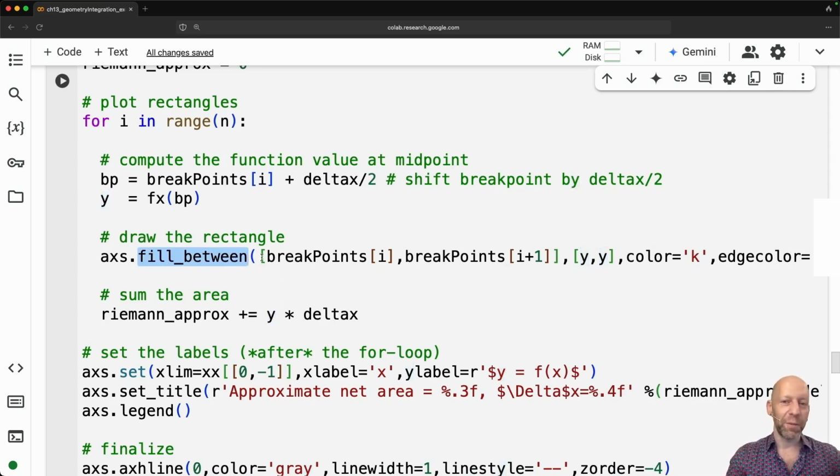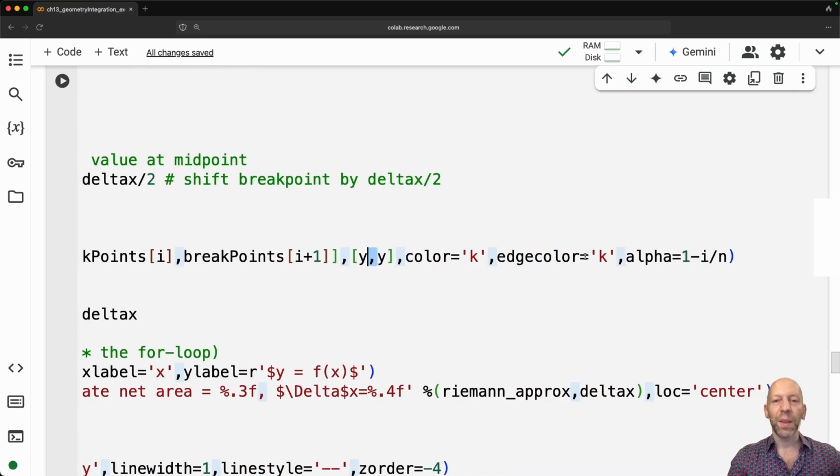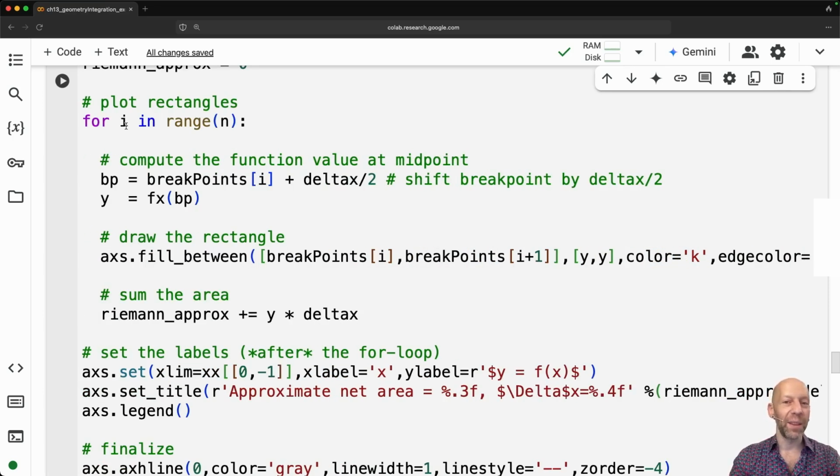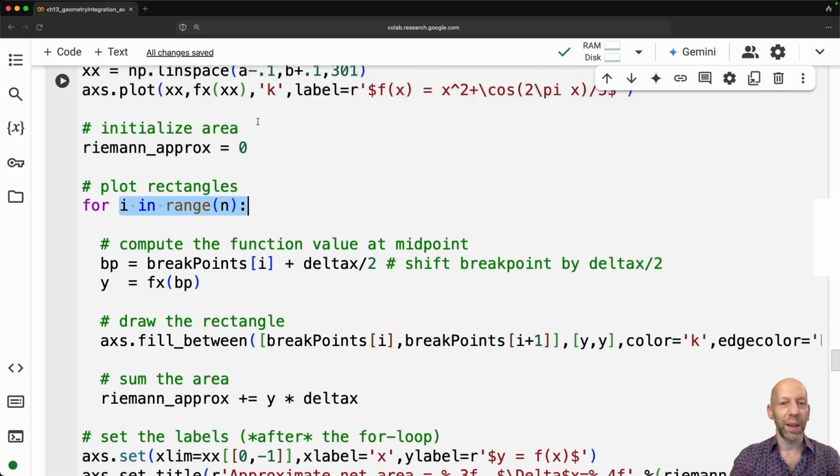And then here's fill between. You've seen this multiple times before, between the breakpoints and the function value. The only thing new that I've added to this code is setting the alpha parameter of this fill between function. So alpha is the transparency. You can see that the color of the bars is always black, but the transparency changes. It varies from 1 to 0 as I divided by 1 minus I divided by n.